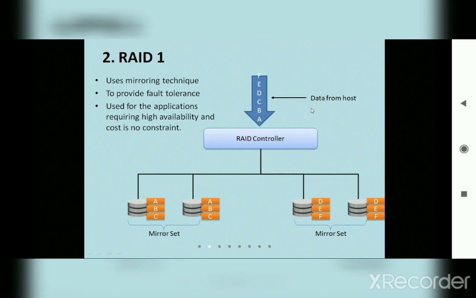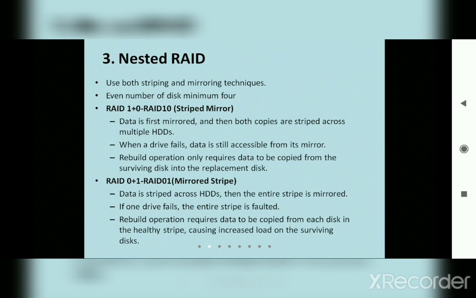For that purpose, they went for nesting. They said, okay, let's apply striping and mirroring together. So in this one, they combine both techniques. First I'll do mirroring and then striping, or first striping and then mirroring. Either way, first they applied RAID 1 and 0. RAID 1 is mirroring, please remember, and RAID 0 is striping. When they combined both, it gave a level called RAID 10.